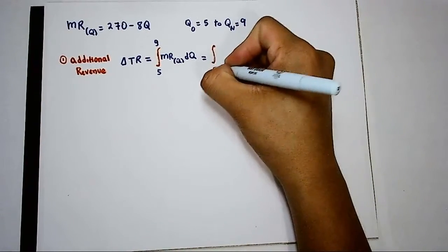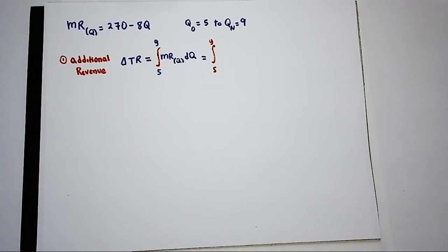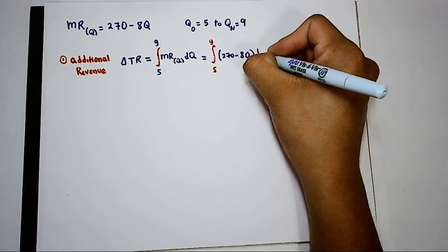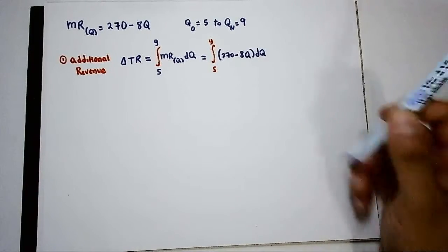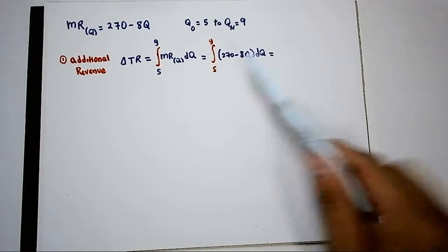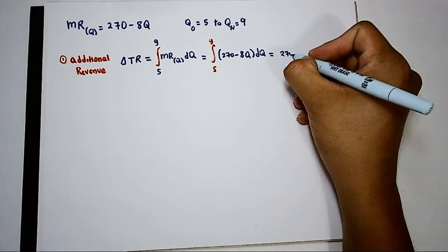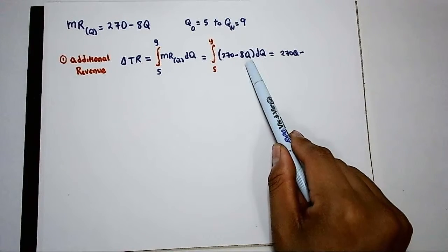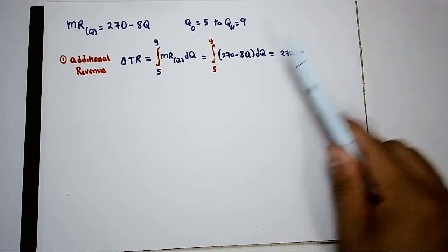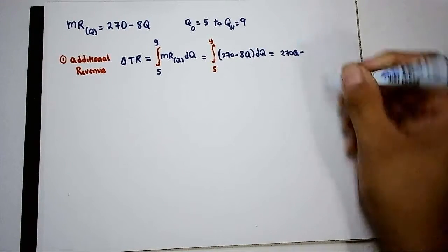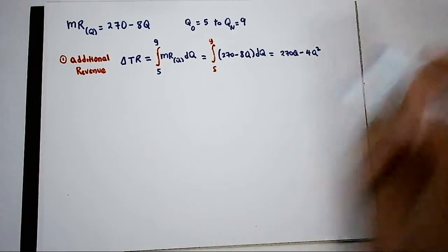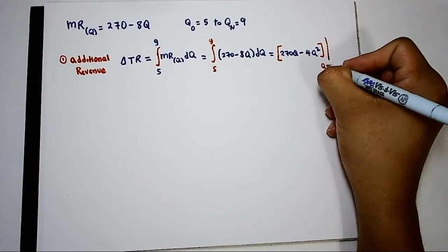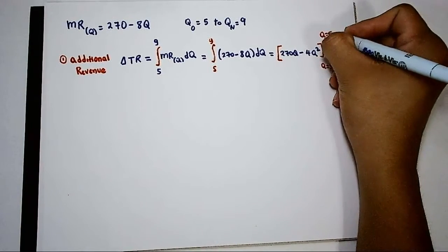In other words, we are going to integrate 270 minus 8q from 5 to 9. This is equal to 270q minus the integration of 8q, which is 8q squared divided by 2, which is 4q squared. And this goes from 5 to 9.